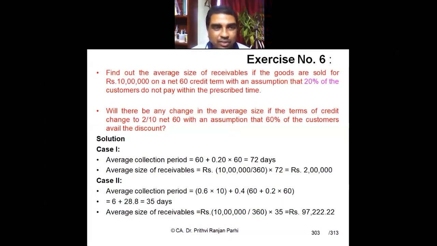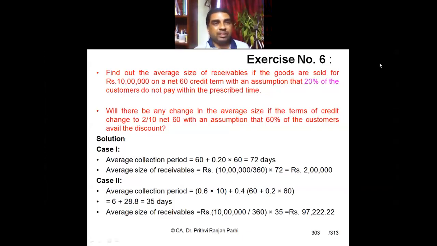Find out the average size of receivable if the goods are sold for 10 lakh on a net 60 credit term with an assumption that 20% of the customers do not pay within the prescribed time. Will there be any change in the average size if the term of credit changes to 2 by 10 net 60, with the assumption that 60% of the customers avail discount?